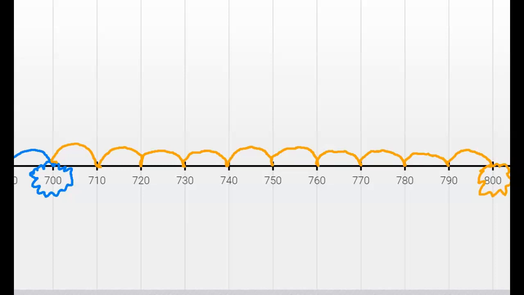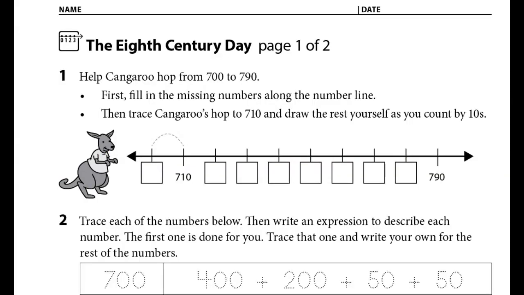Now let's jump into our workbook and see what we're working on today. Now in your workbook on page 49, you are going to help kangaroo hop from 700 to 790, just like we just did on our number line. First, fill in all the missing numbers along this line in these boxes. Then trace kangaroo's hop to 710 and then draw the rest of the hops yourself as you count by tens, all the way up to 790.